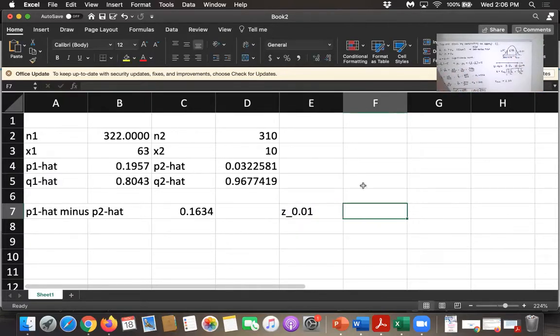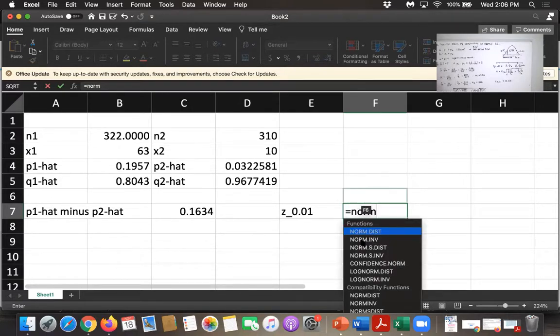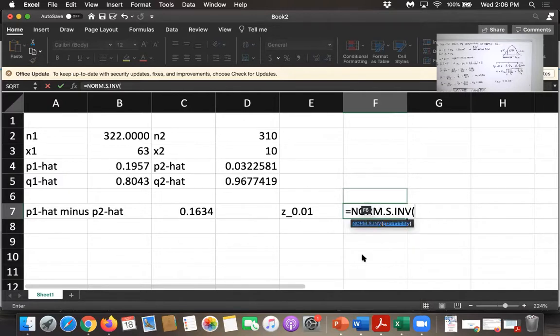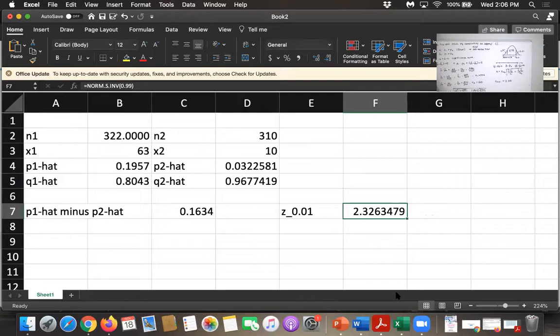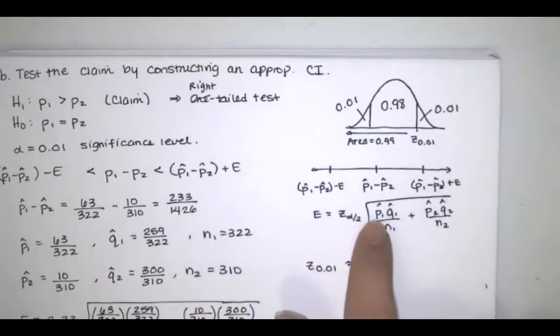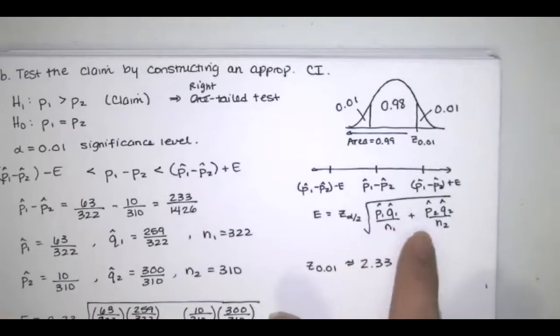So what I'll do here is I'll use the normal distribution, but backwards. So I'll type equals NORM.S.INV for inverse. And what they're asking you for is a probability, or the area to the left. So we want the area to the left to be 0.99, which gives us that z-score of approximately 2.33. This one's more accurate because we're using technology. Okay, great. And then for this expression under the square root over here, I want p1 hat times q1 hat over n1 plus p2 hat times q2 hat over n2, and we want the square root of that.